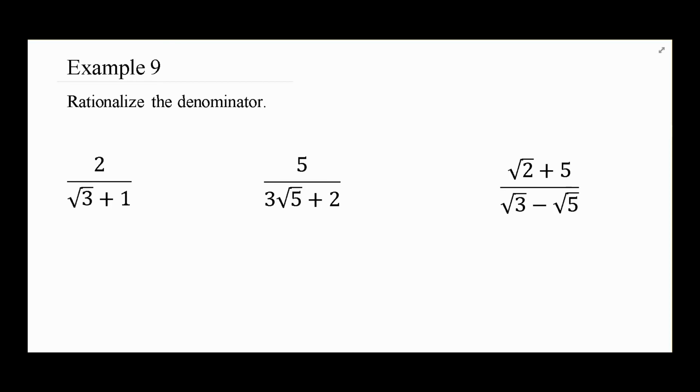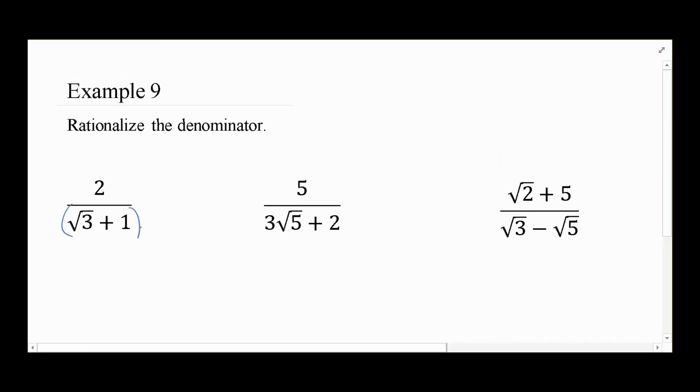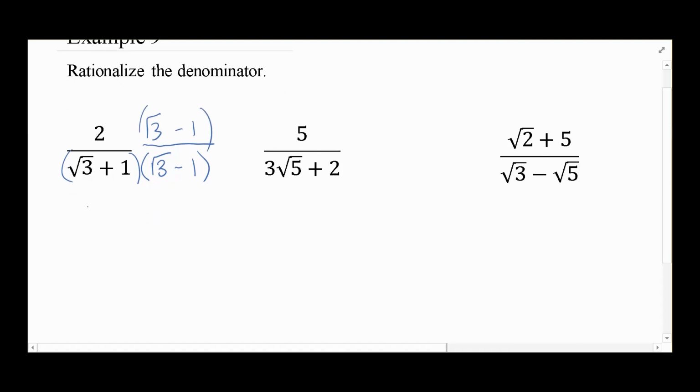So let's look at some examples that involve multiplying by the conjugate. And that's the fancy word for when you change the sign in between the two terms. So in this first example, I'm going to multiply by the conjugate, which is square root of 3 minus 1. And I'm going to do that in the top and the bottom. Now I'm going to suggest in the top that you leave this factored for now. Leave it as 2 times the square root of 3 minus 1. Don't distribute the 2 quite yet.